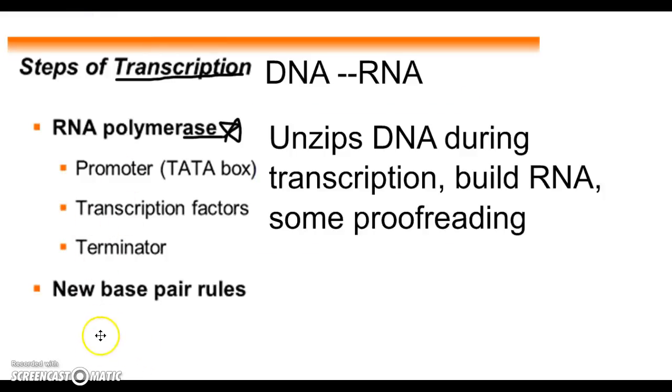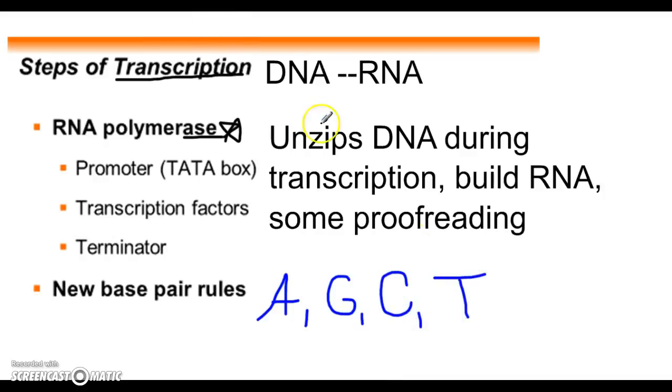So if we take a look here, first, before we talk about the promoter and these transcription factors, there are going to be some new base pair rules. Specifically, remember in RNA language, we still have adenine. We still have guanine. We still have cytosine. But now the difference is, instead of having thymine that we saw in DNA, we're going to have the U, which is uracil. So where you normally wanted to put a thymine, you will put a uracil.